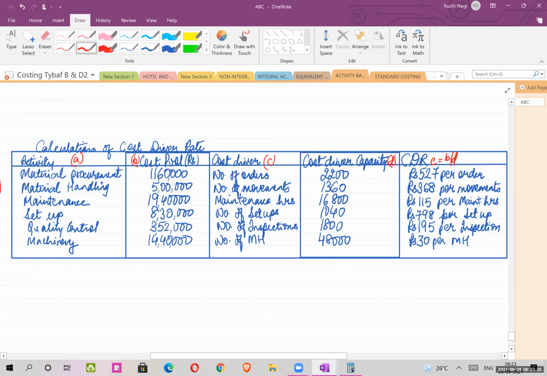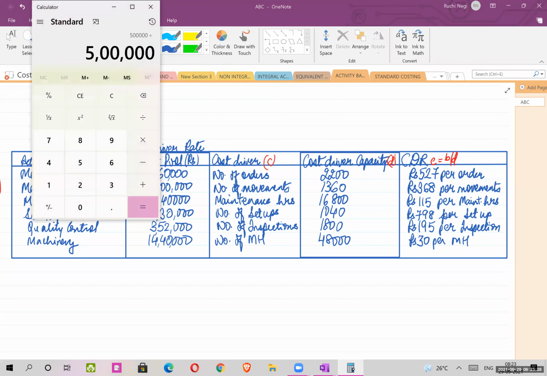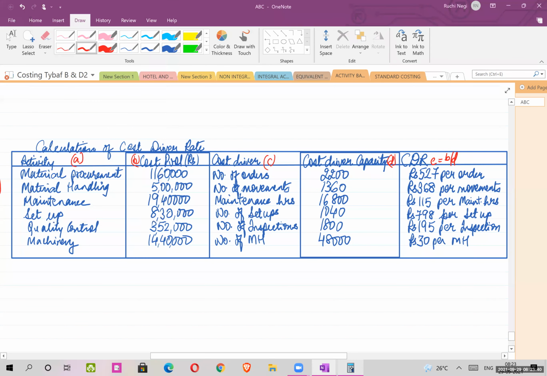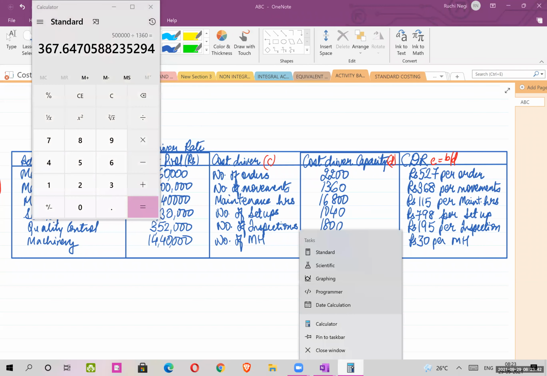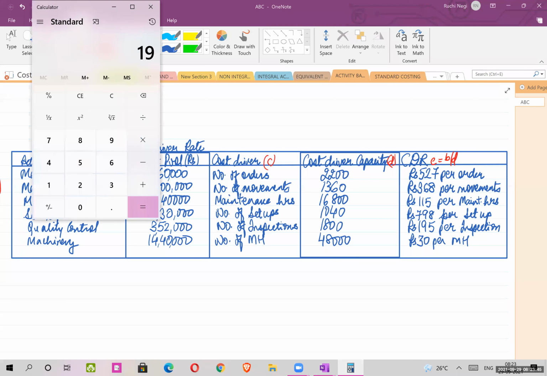Next, 5 lakhs divided by 1360, number of movements 367, so I've made it 368 per movement. Next, maintenance hours, it's 19,40,000 divided by 16,800, so 115. I've rounded off, per maintenance hours. Then next, 8,30,000 divided by 1040, so 798 per setup.